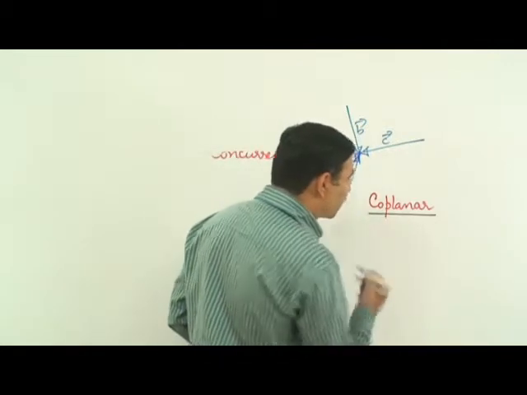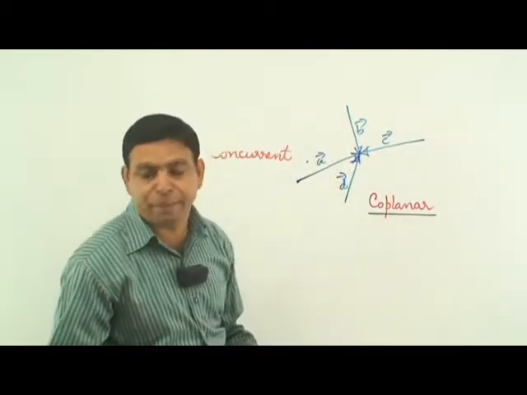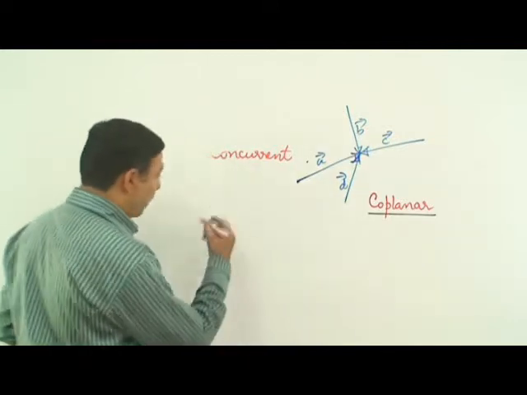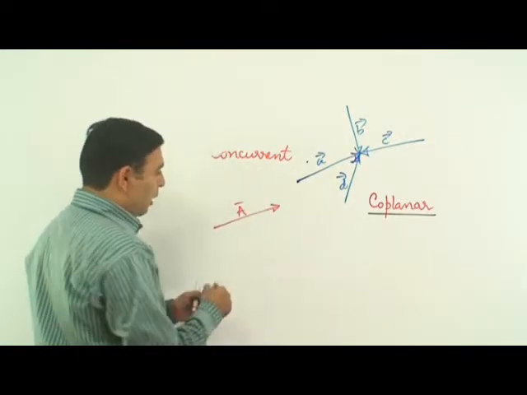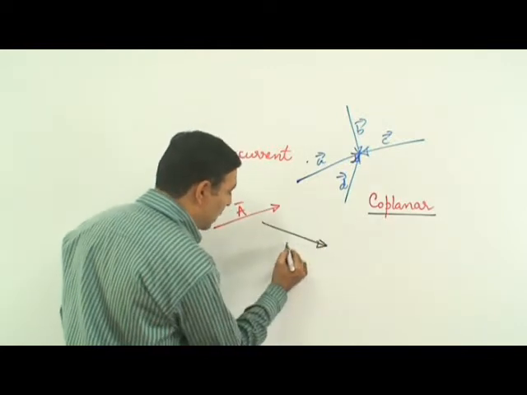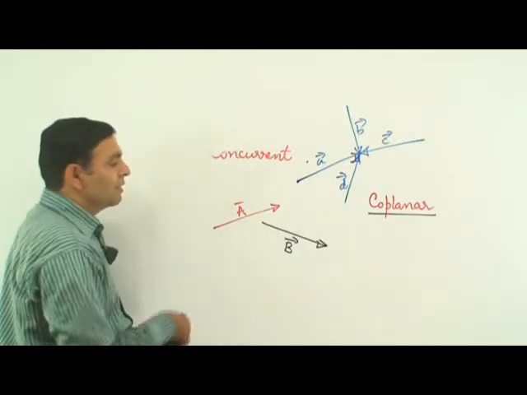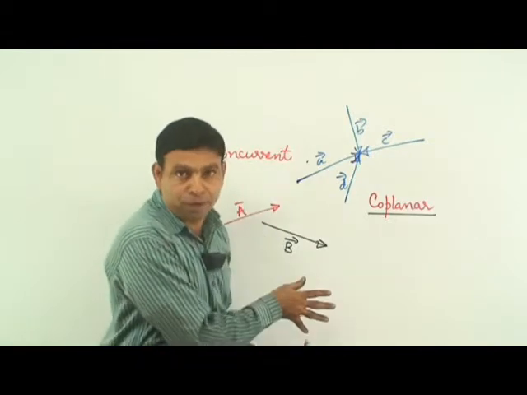As the name itself signifies, vectors lying in the same plane are known as coplanar. For example, if a vector A is in the plane of the board and B is also in the same plane, I mean in the plane of the board, then these two vectors are coplanar.